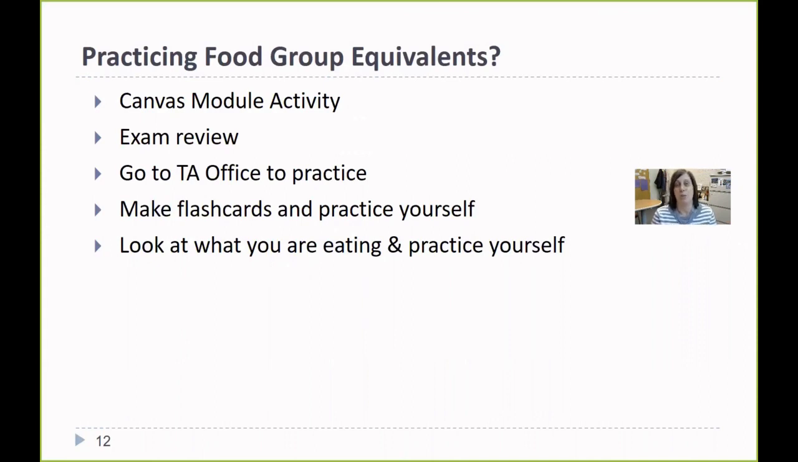And honestly, this is what I do in real life. I think about what I've eaten in the day and think about, okay, how many equivalents have I had? What do I need to add to this next meal? Or do I need to have an additional snack to get me up to where my recommendations are? So I'd encourage you again to think about how you can apply this directly into your own life right away.